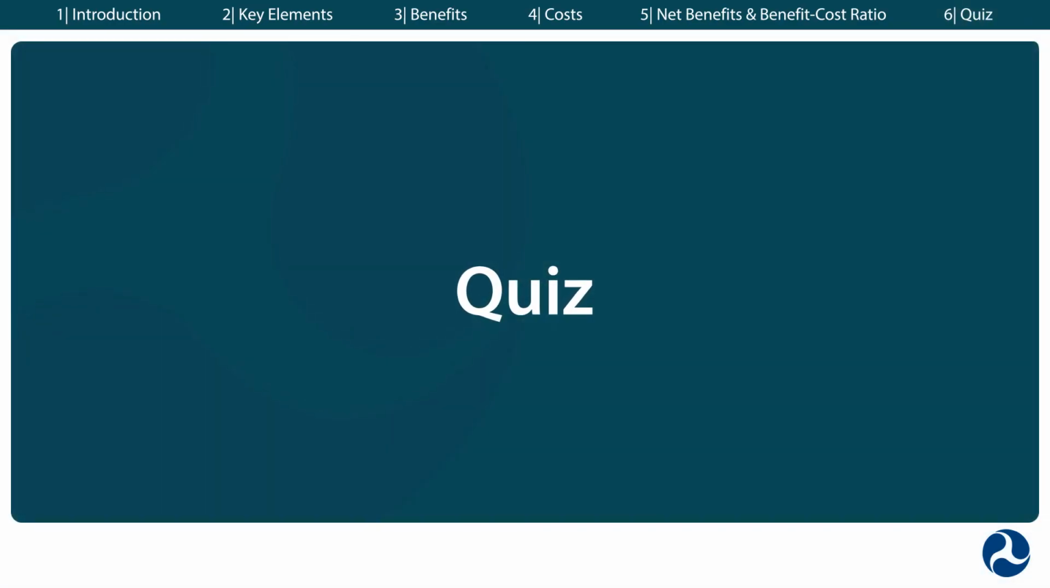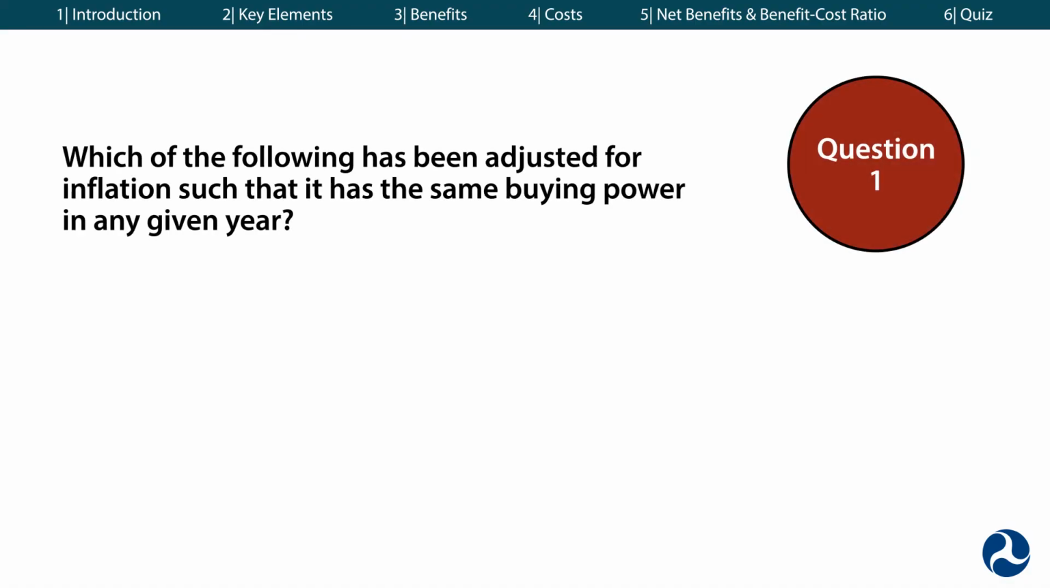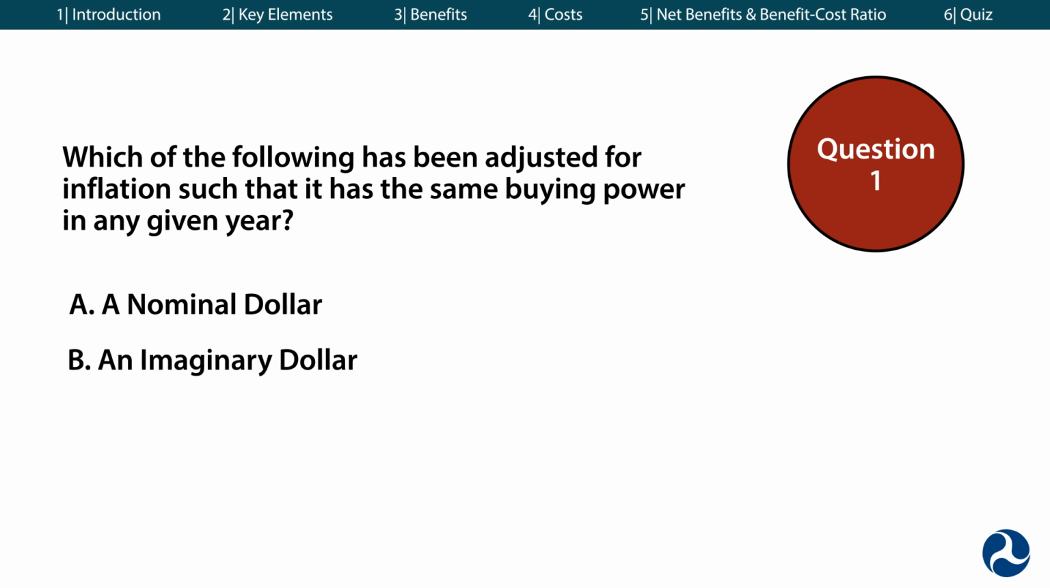That was a lot of information. Let's take a minute to review by going through a quick quiz. Question 1. Which of the following has been adjusted for inflation such that it has the same buying power in any given year? A. A nominal dollar. B. An imaginary dollar. C. A real dollar. D. A Canadian dollar.